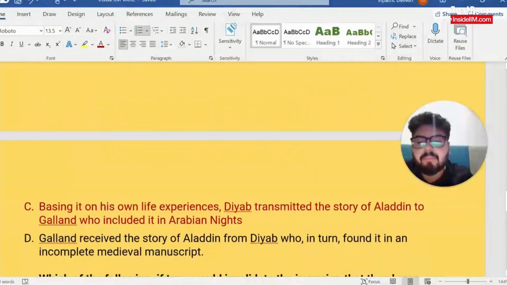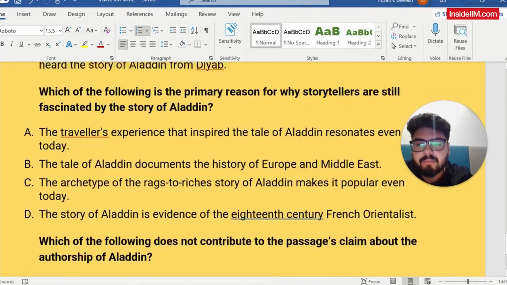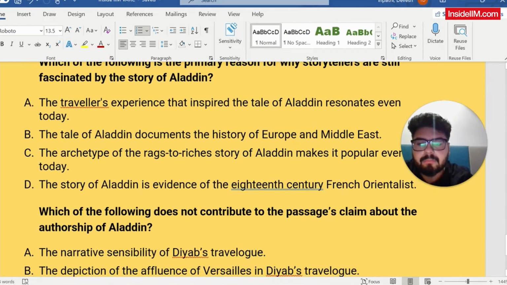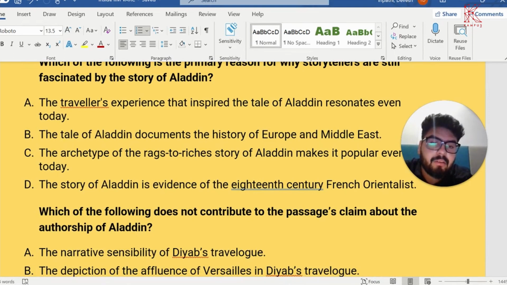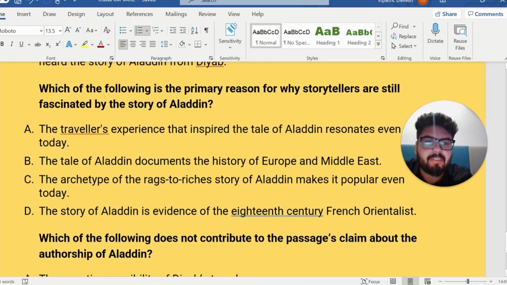So if we go ahead and mark this particular option, let's see. The traveler's experience that inspired the tale of Aladdin resonates even today. This can be one of the options we can take into consideration. The tale of Aladdin documents the rich history of Europe and the Middle East. It is one of the reasons, but not the sole reason. This is not the primary reason.